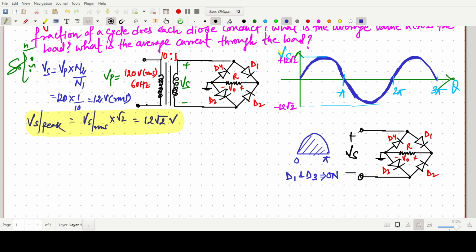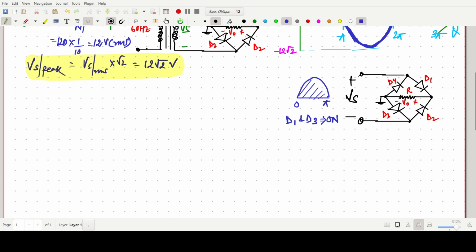When D1 and D3 are in the on state, I am just making them a short, but with the voltage drop. I have to make a more simplified diagram for this. And another thing, D2 and D4 will be in the off state, or open circuit.